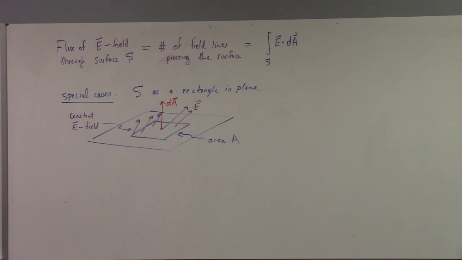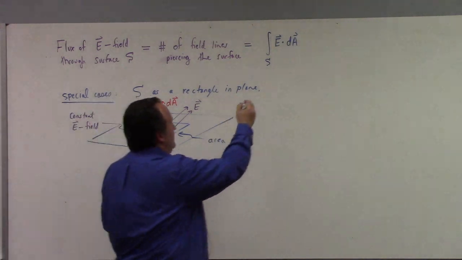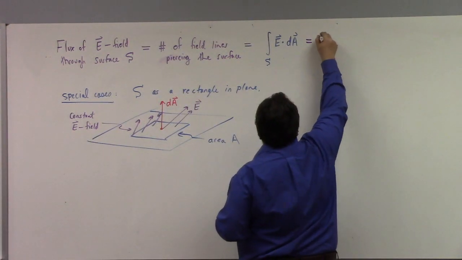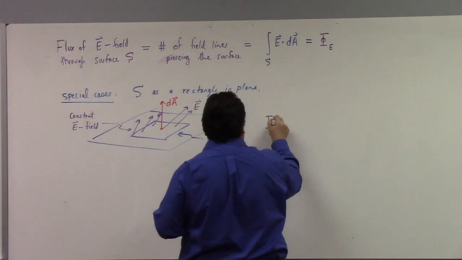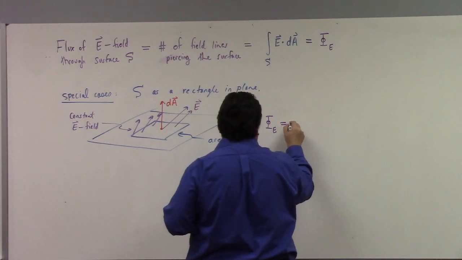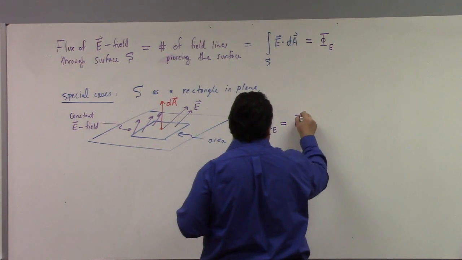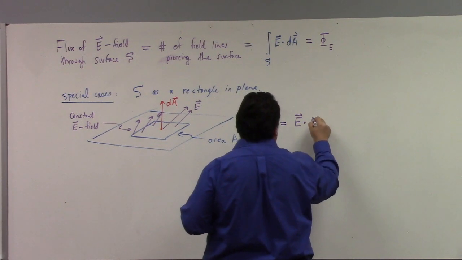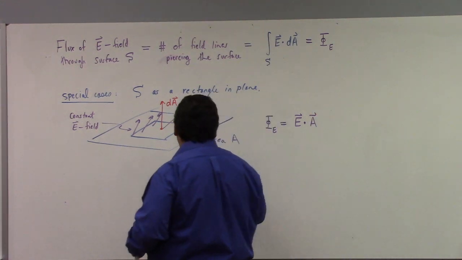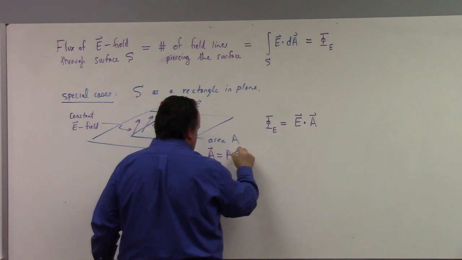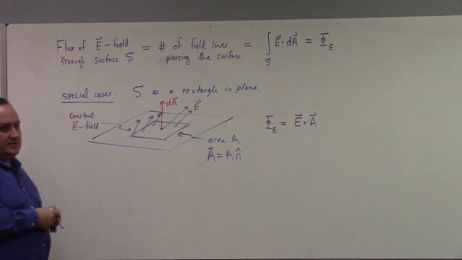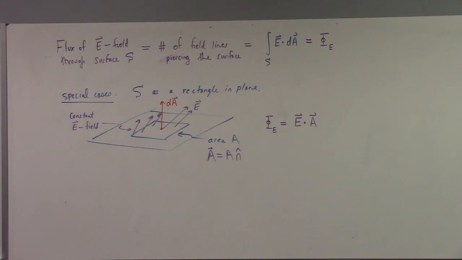So for a constant electric field, the flux in this particular case, and by the way, the symbol we use for this is big phi sub E for electric flux. In this case, the electric flux would just be the electric field dotted with the area vector. The area vector A is the area times the normal vector. It's a vector whose magnitude is the area and its direction is the normal direction.